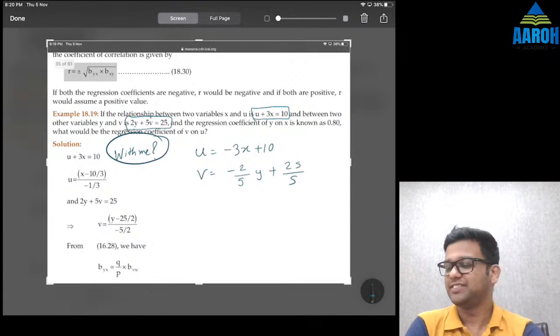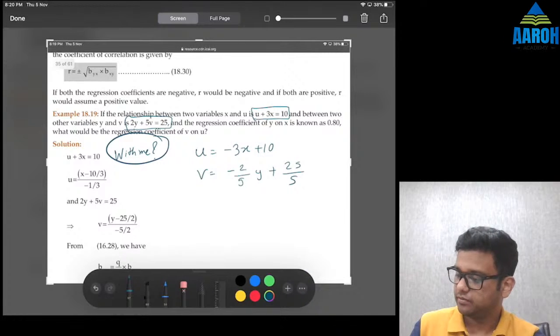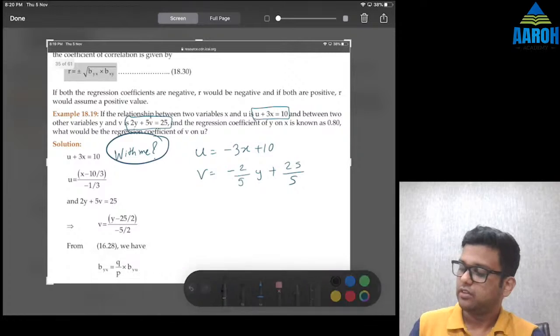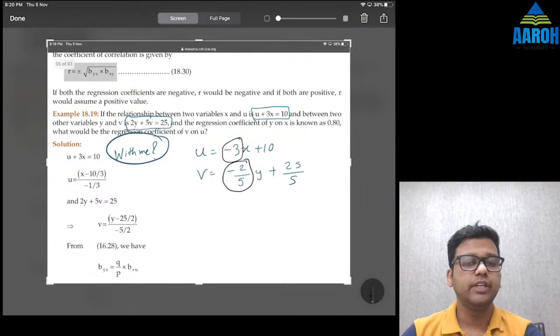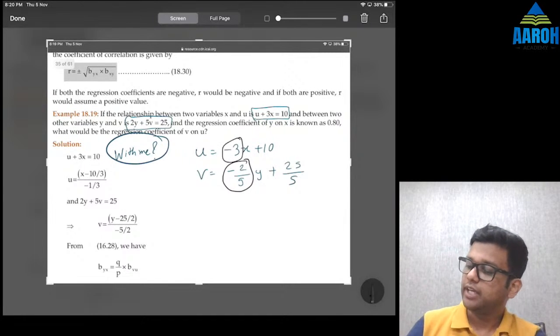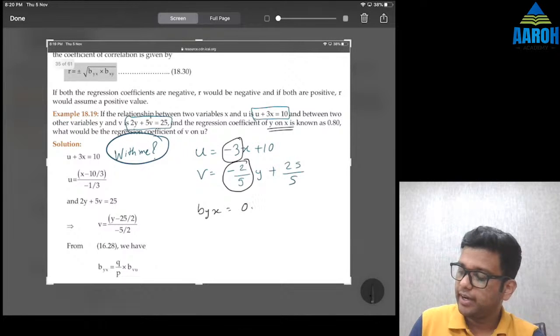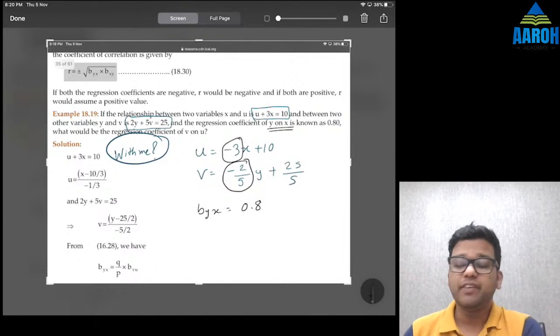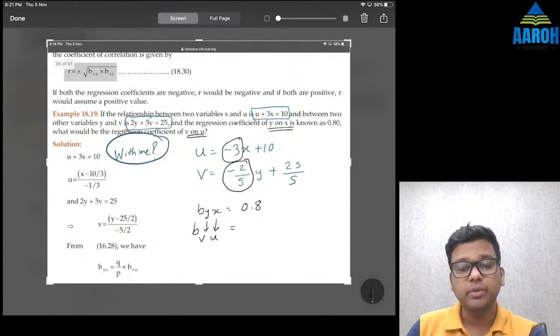If yes, now understand, we are only concerned with change of scale. That is this and this. That's it. We are only concerned with change of scale. Now they are saying that the regression coefficient of y on x, that is byx, is known to be 0.8. So we want bvu then, because y becomes v and x becomes u. So we want bvu. So what to do then for bvu?